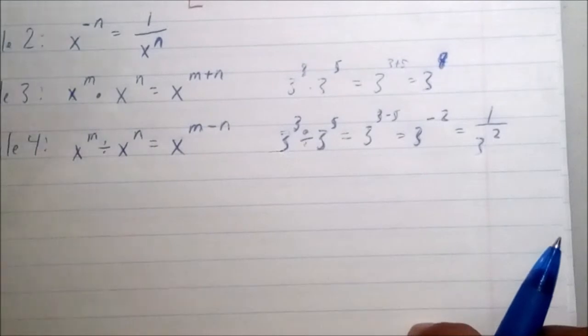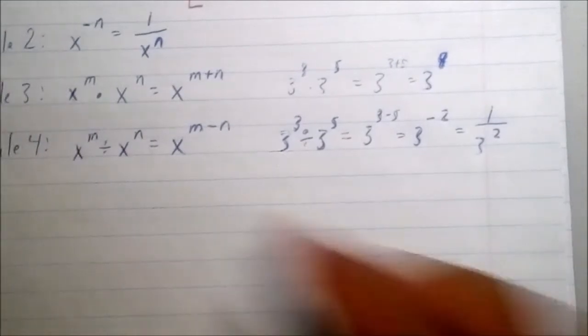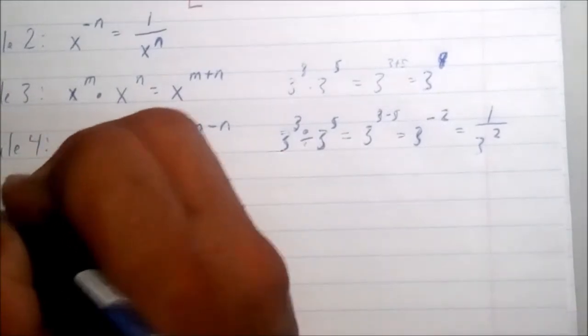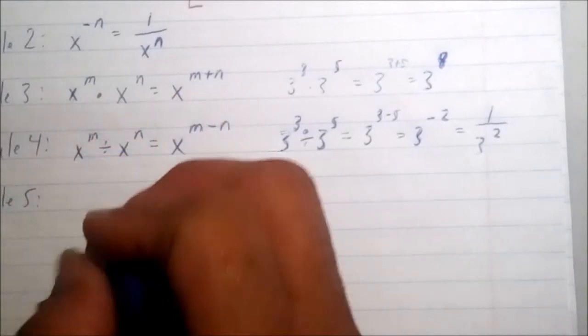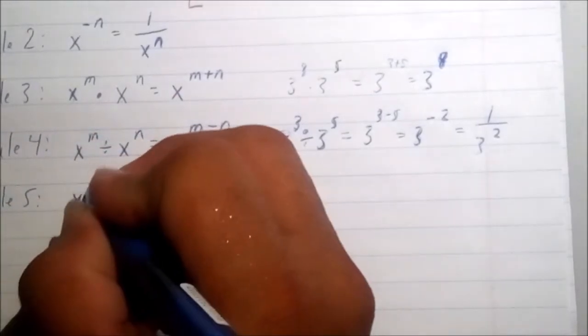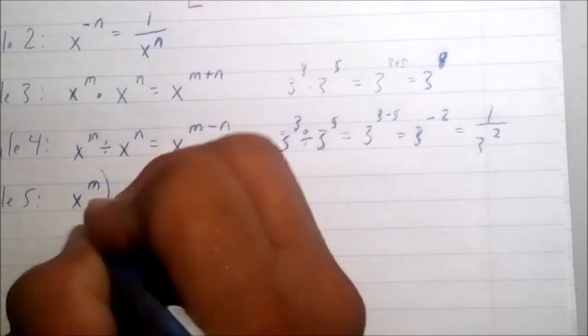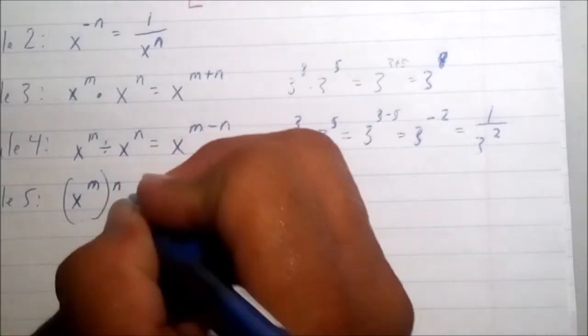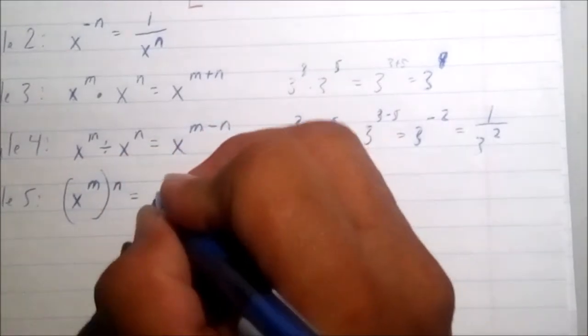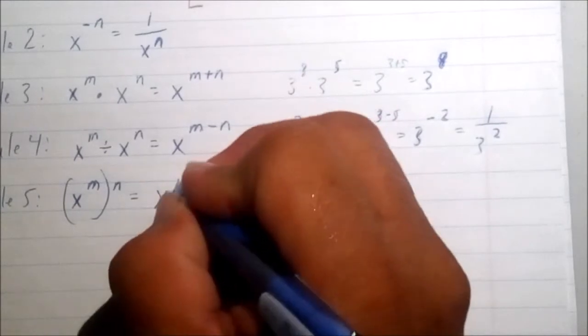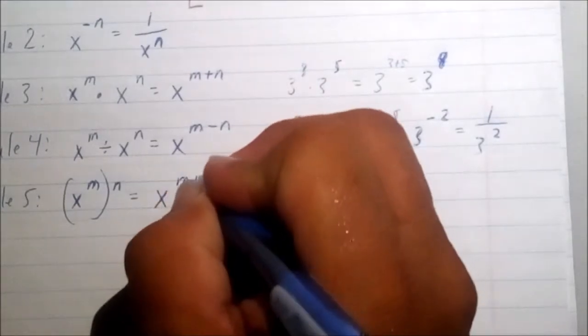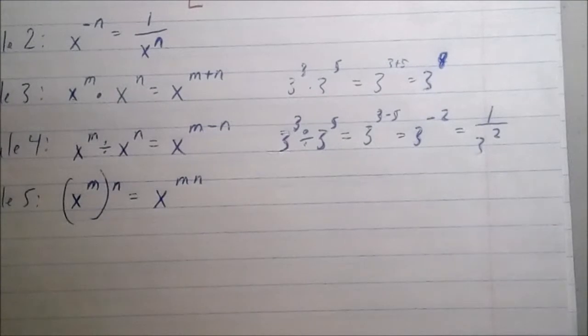Another rule that follows is when we have a base to a power raised to another power. That tells us to keep the base and simply multiply their powers. That's all that this is saying.